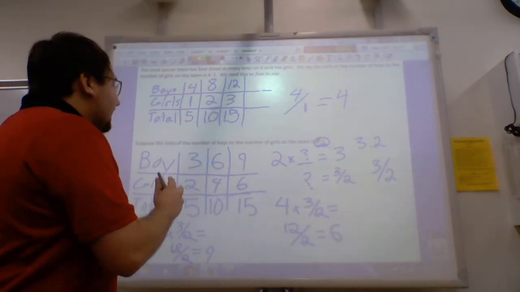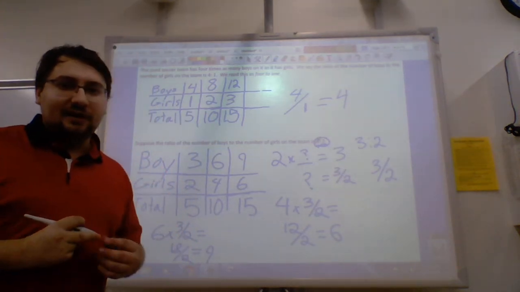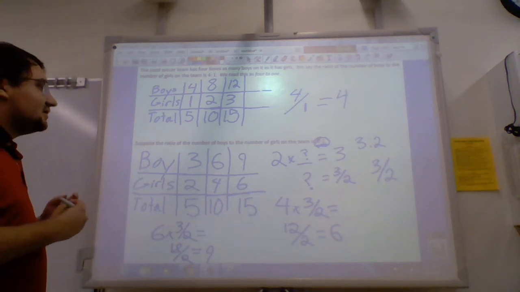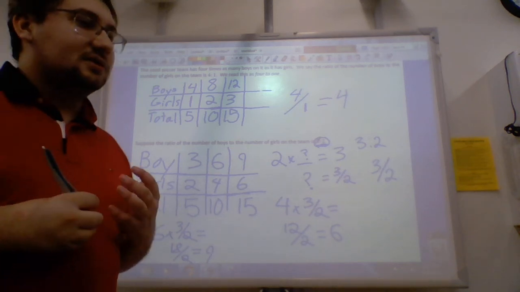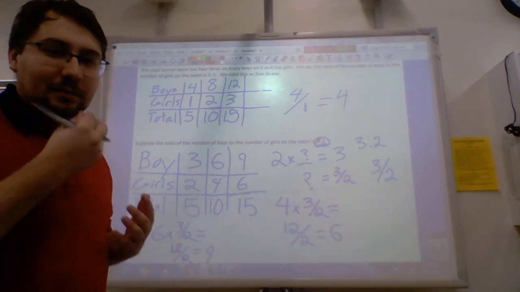So ratios are going to help us compare these numbers, and ratios are going to actually show us what we need to do to multiply or divide a number in order to find out what the other number is.